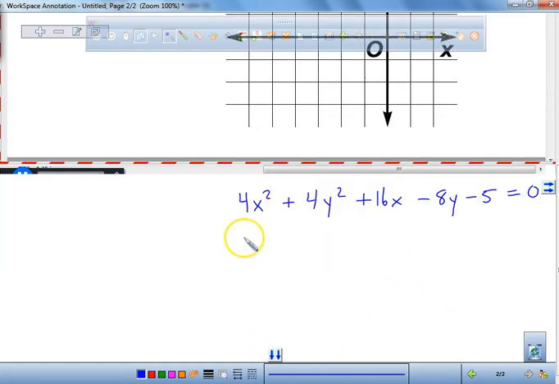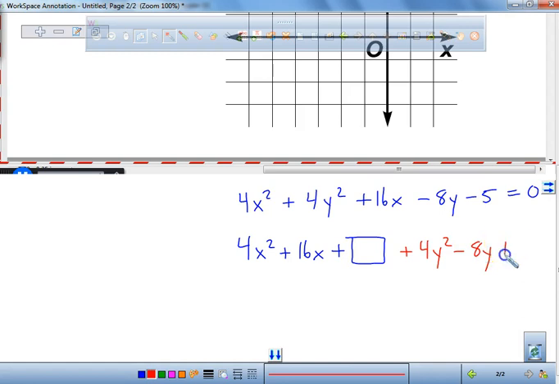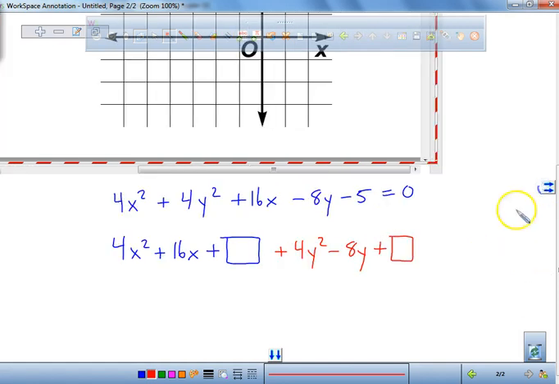So the first thing I like to do is I like to get all of my x's together. Well, there's not that many, but, you know, that'd be awkward. So 4x squared plus 16x, plus an empty box. And then I'm going to do plus 4y squared minus 8y plus an empty box. And what am I going to do with that pesky little negative 5, everybody? Throw it away. Just throw it. What does that become? Plus 5. That's right.